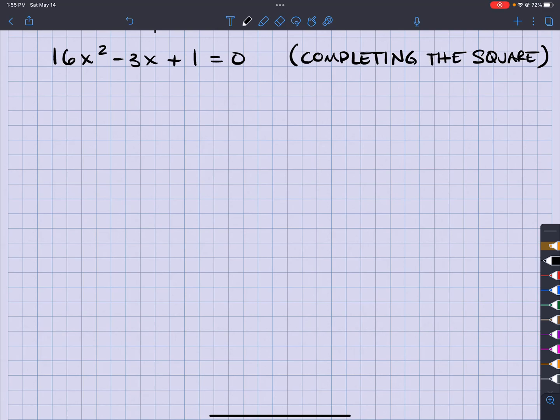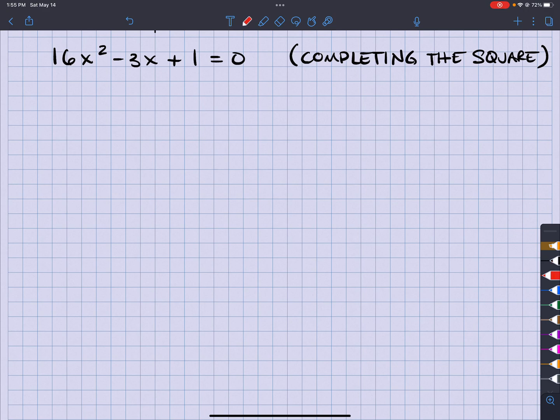All right, so this one right here, we need to solve this quadratic equation, but we have to use completing the square. Since the direction says use completing the square, I'm going to use completing the square.